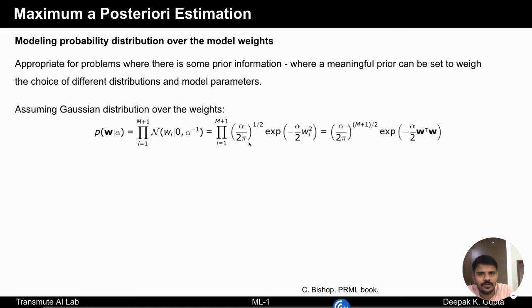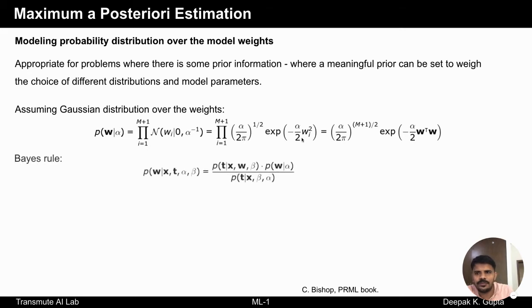So we get alpha over 2 pi, this m plus 1 times. That's why we have the power m plus 1 by 2. And then we have e raised to this term. If we multiply the m plus 1 terms, we get w1 square plus w2 square, w3 square up to wm square, and that can be written as an inner product of the w vector, so we have w transpose w. If you check, it will be similar to multiplication of these terms. So that's how we express the prior distribution.